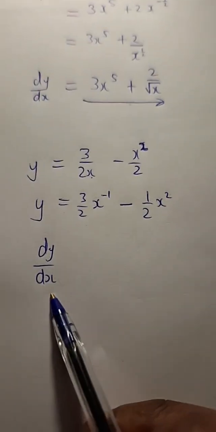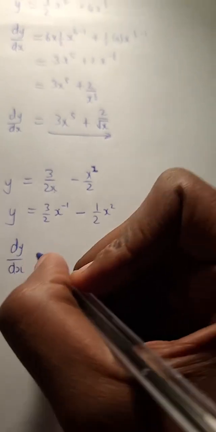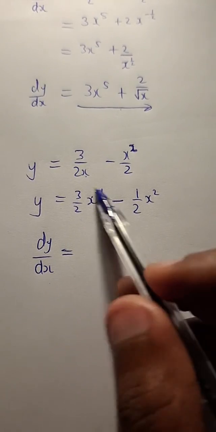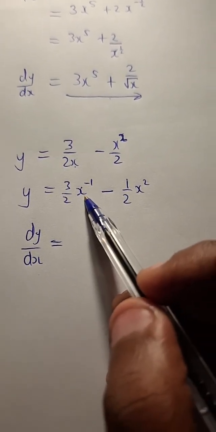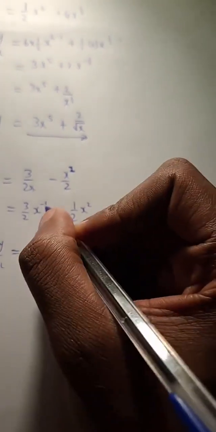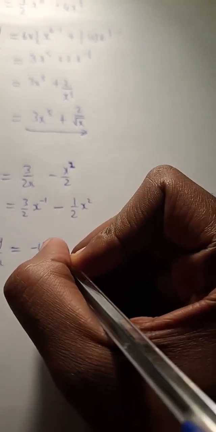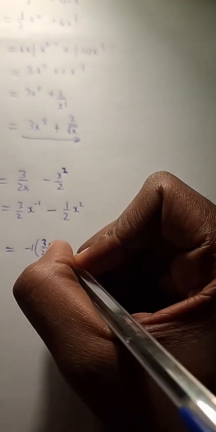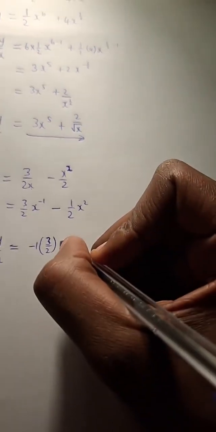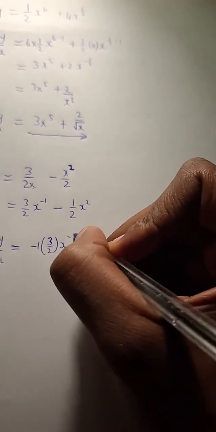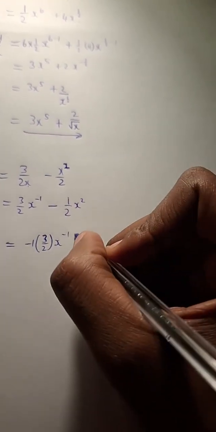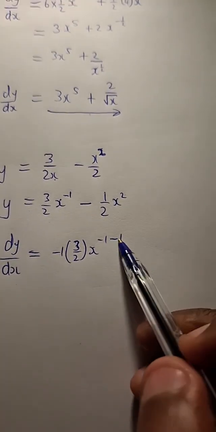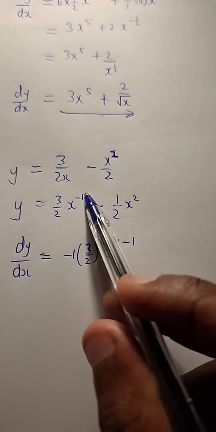So when we are ready to differentiate, we write dy over dx is equal to, then we showcase our differentiation. How? The -1 comes down, multiplied to the coefficient that's currently there, which is 3 over 2. We retain the x, we raise it to the current -1, and then we subtract 1 as we always do from the exponent that is there.